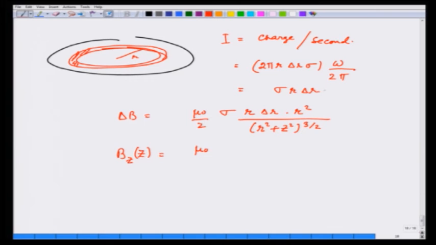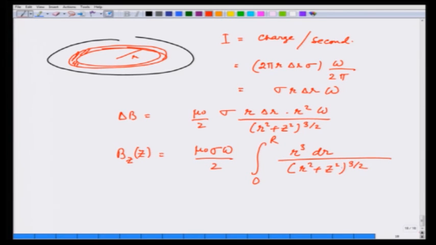mu 0, or there is an omega also, sorry, mu 0 sigma omega divided by 2 integral 0 to r of r cubed dr over r square plus z square raised to 3 by 2. And this integral is very easy to calculate. You can calculate it many different ways, but let us see. I can write r equals z tangent of theta, or I could also do some other substitution. Then dr becomes z secant square theta.